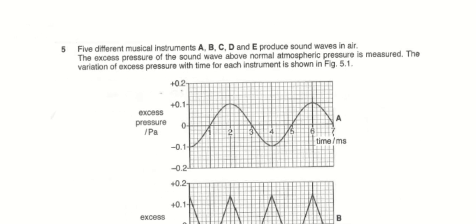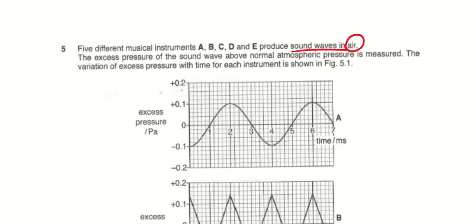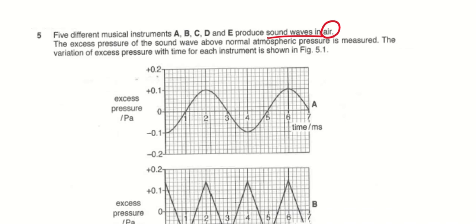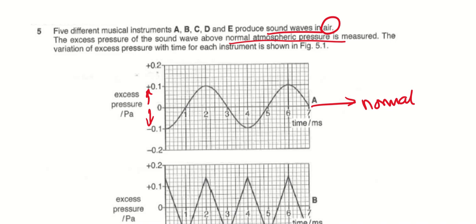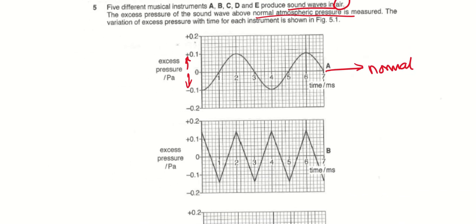So we have 5 different musical instruments, A to E, producing sound waves in air. So the medium is air, right? The excess pressure of the sound wave above normal atmospheric pressure is measured. So this is the normal. Anything that is above it will be shown on the top part. Anything that is less than the normal will be shown at the bottom part of the y-axis. Okay, sorry, the x-axis. Now, the variation for each instrument is shown.